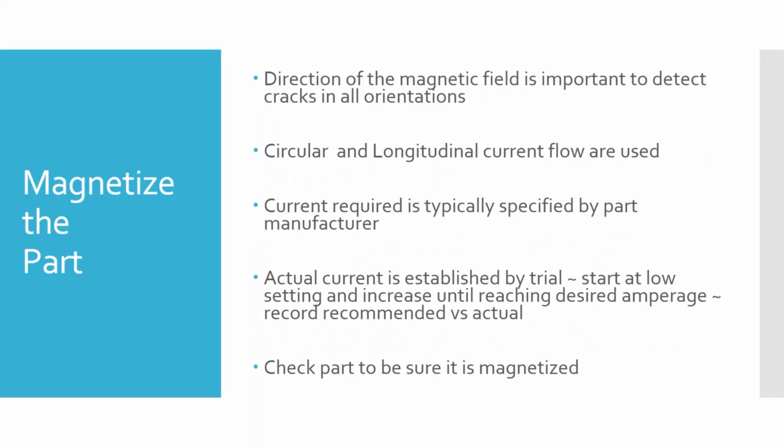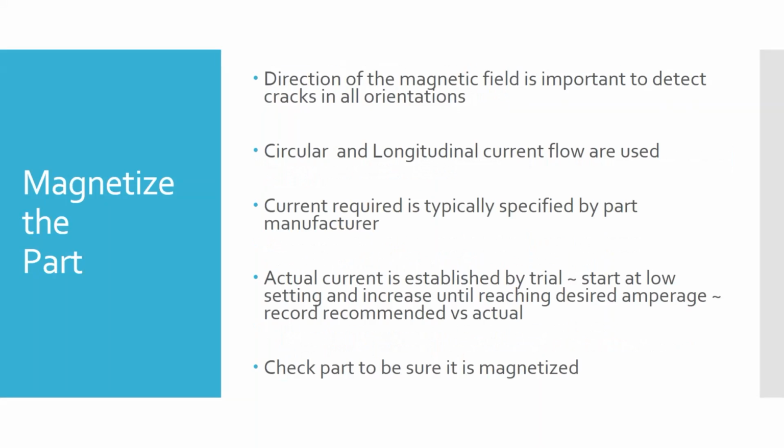Then we need to magnetize the part. And the direction of the magnetic field is important to detect cracks in all orientations. So the magnetic field is going to jump across a crack, but if the field is running parallel to the crack, it's not going to jump anywhere. Okay, so that's why we have to run in a couple directions.